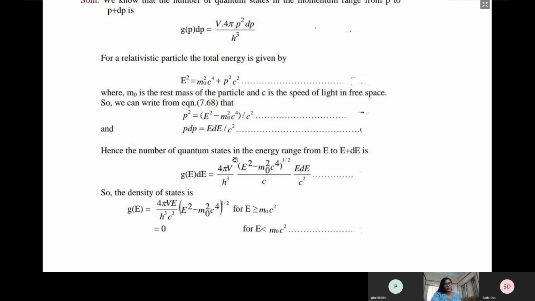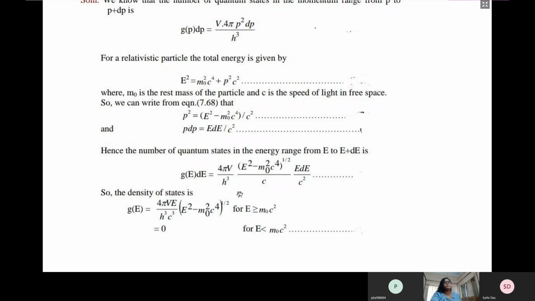So hence the number of quantum states in the energy range from E to E plus dE is G(E), that is 4 pi V. In terms of P square, you write (E square minus m naught square c to the power 4) by c square. Into P dP, you have to write. Here I have fragmented these two parts, one with P, another with P dP. So P becomes (E square minus m naught square c to the power 4) whole to the power half, and P dP will become E dE by c square.